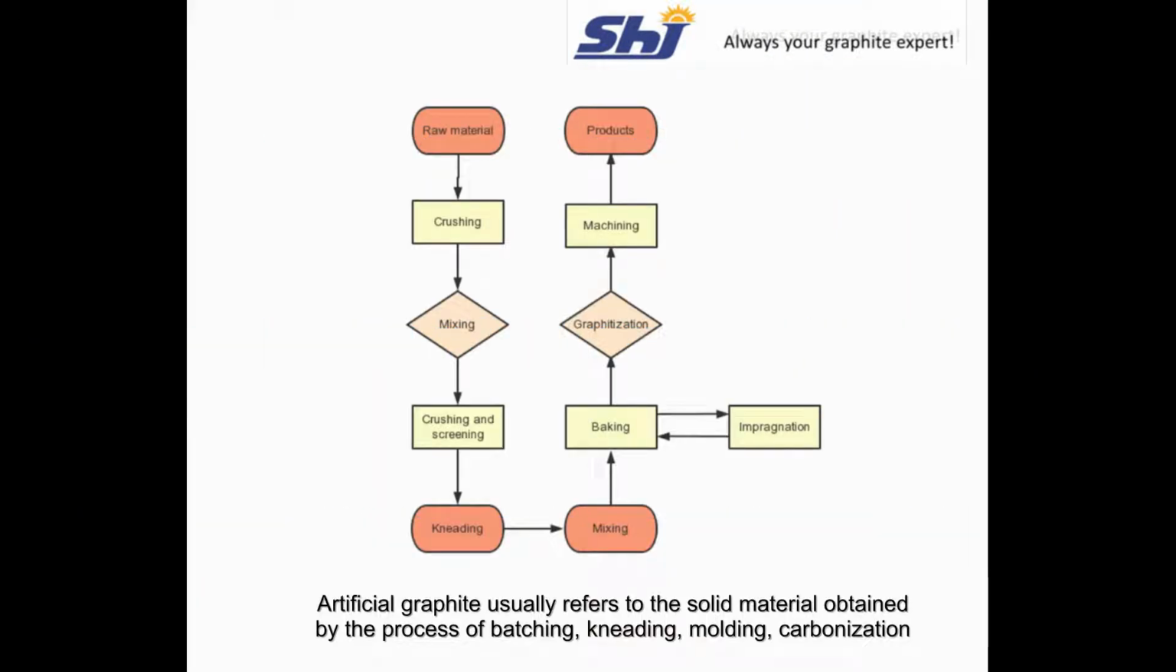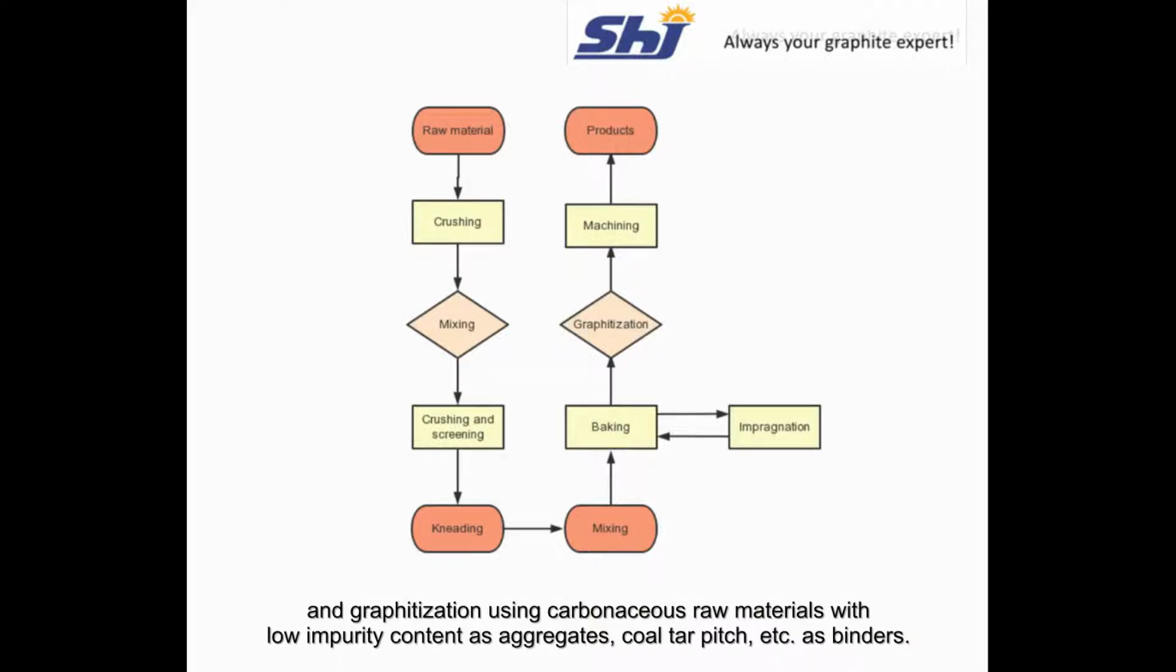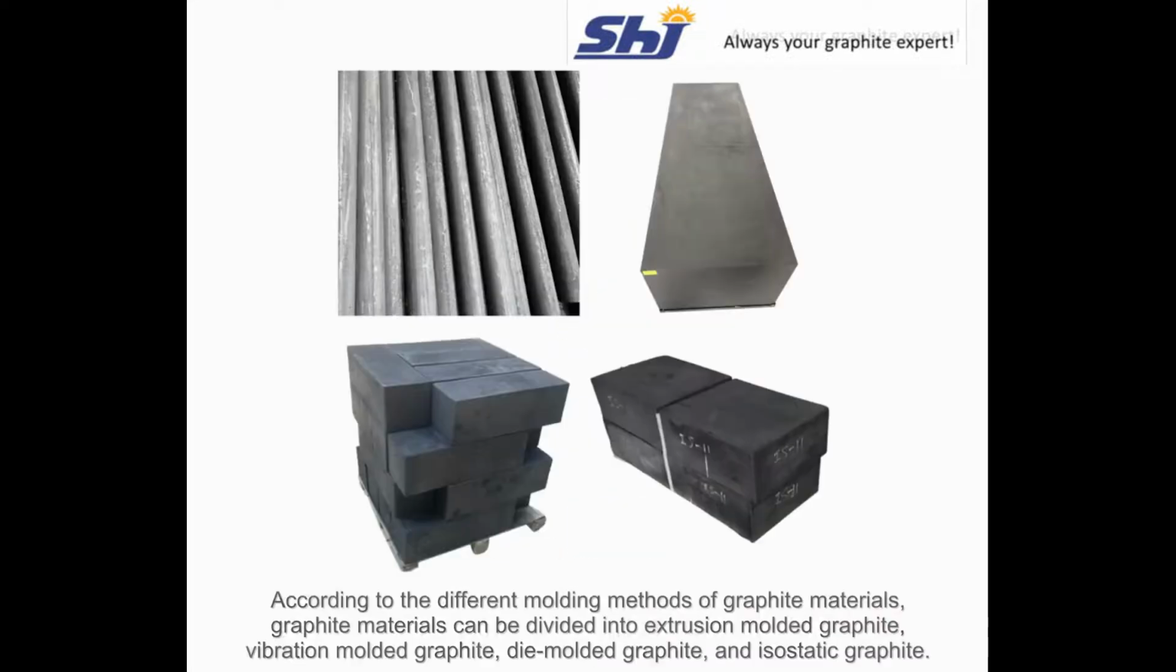Artificial graphite usually refers to the solid material obtained by the process of batching, kneading, molding, carbonization, and graphitization using carbonaceous raw materials with low impurity contents as aggregates, coal tar pitch, etc. as binders. According to the different molding methods, graphite materials can be divided into extrusion molded graphite, vibration molded graphite, die molded graphite, and isostatic graphite.